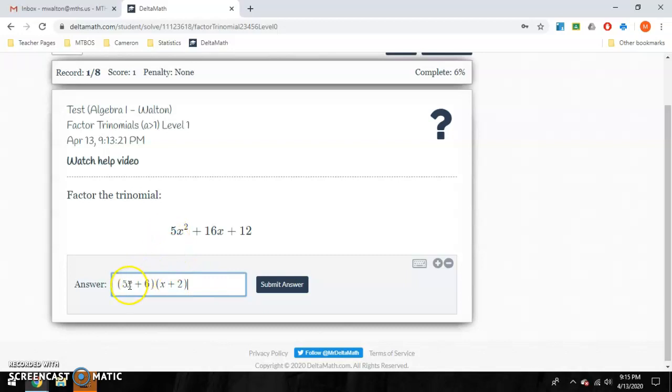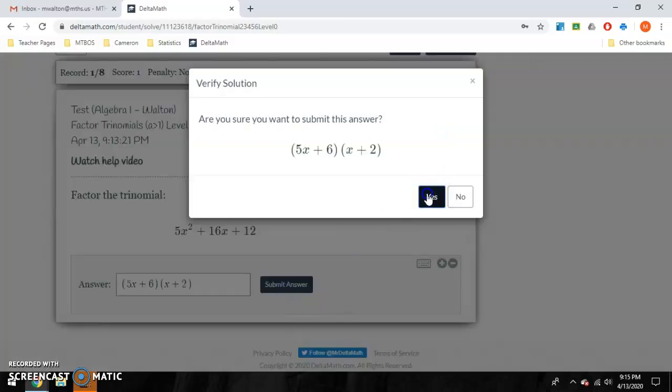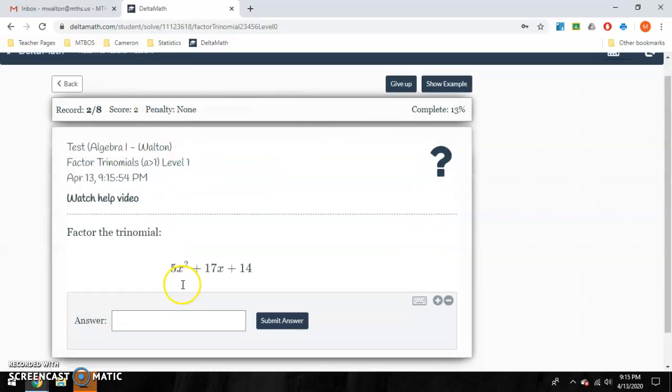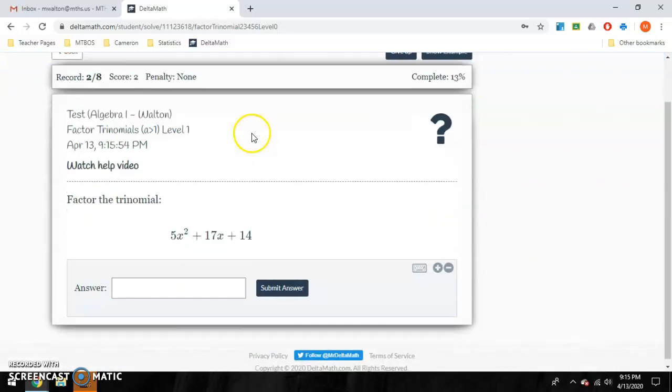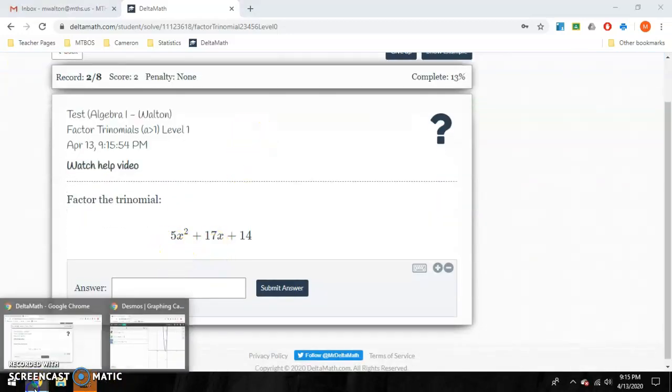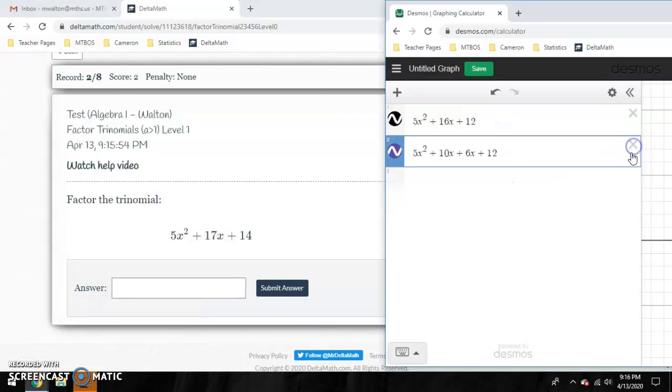You can go ahead and check that real quick. 5x times x is 5x squared. I have a 10x there, a 6x there, that's 16x. And finally, 6 times 2 is 12. All right. Ooh, they really like the 5s here for some reason. Please note that this isn't always 5. It just happened to be in these.